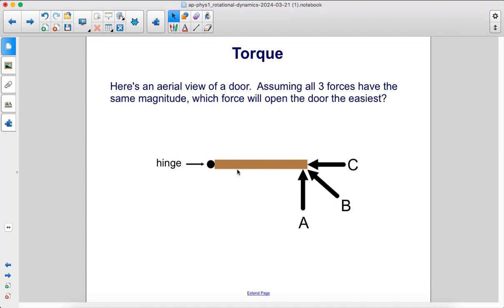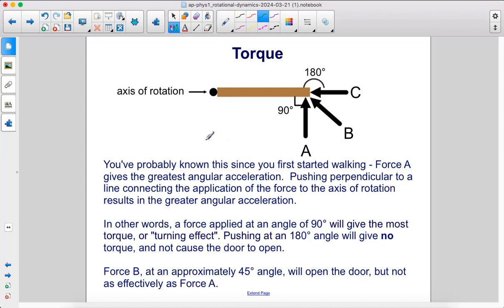Here's an aerial view of a door. So here's the door, it's going to swing this way, right? Assuming all 3 of these forces have the same magnitude, which force will open the door the easiest? If the doorknob's over here, where do you push on a door so that it will open? You've probably known this since you first started walking. Force A gives the greatest angular acceleration.